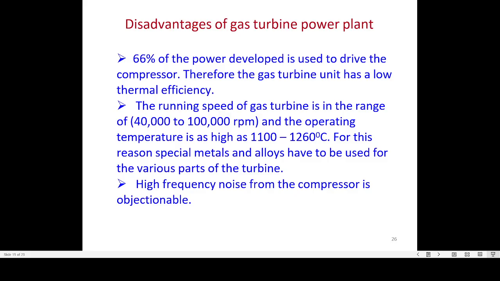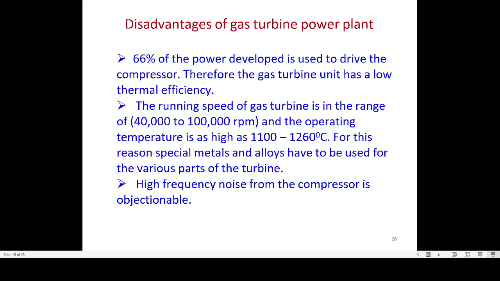Coming to the disadvantages, the limitations of the gas turbine plant. 66% of the power developed is used to drive the compressor, isn't it? A substantial, sizable power, two-thirds of the power, is required only for the operation of the compressor. So that is a reason to worry when we are going for the gas turbine power plant. Therefore, the efficiency of the gas turbine is low as compared to the steam turbine power plant.